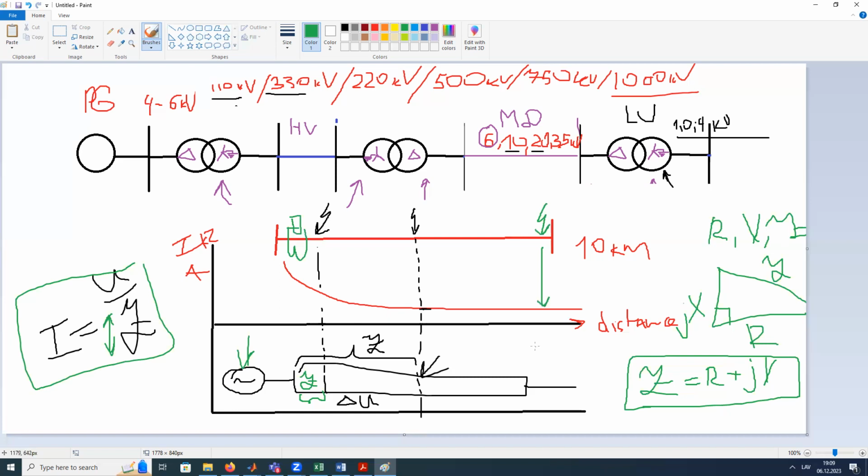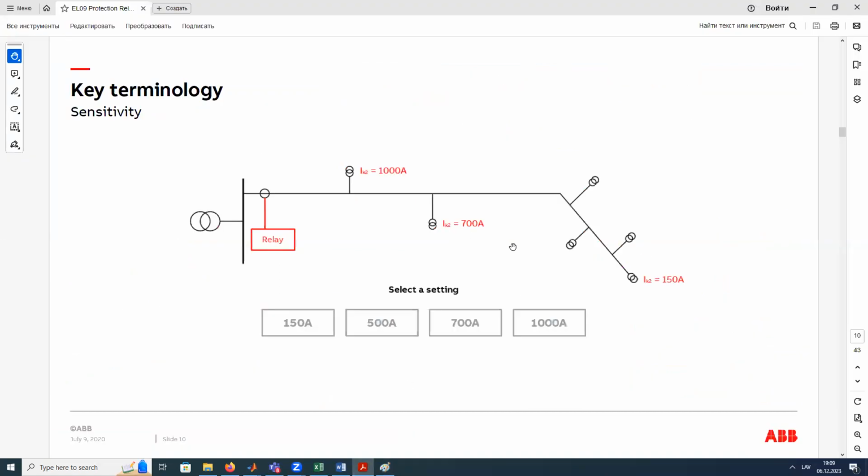If the fault is here at the end, we'll have a smaller value. As we see here, this is the current measurement. If we have the fault here, we get the value of 1000. If we get the fault here, we get the value of 700. And if we get it here, we get the value of 150 amps. That's what is here.